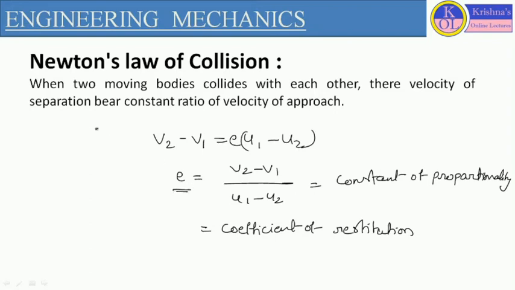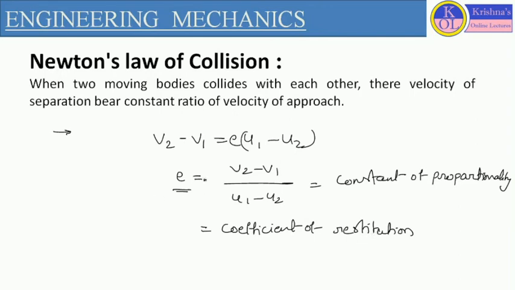So this E defines Newton's law of collision: how a particular body approaches another body, and how we consider the separation of both bodies after collision for a short time period. So this is about Newton's law of collision. And the coefficient of restitution generally defines the energy loss during the impact.